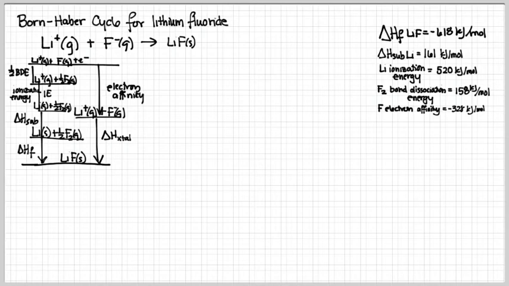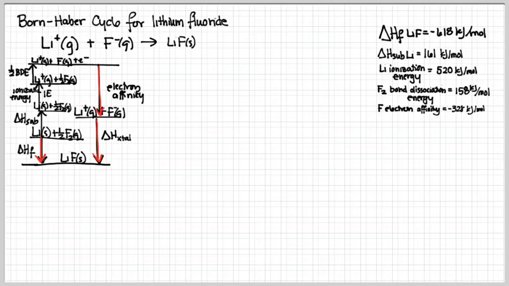Okay, so we see that this forms kind of a circle or a cycle, hence the name Born-Haber cycle. Maybe you can also see that a lot of these arrows point up, but some of them point down.